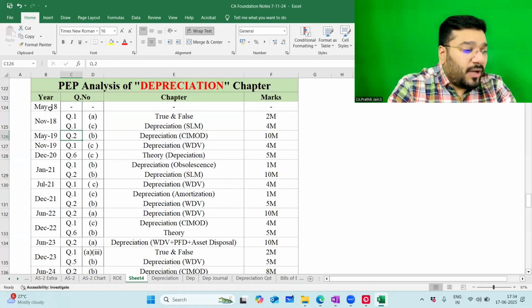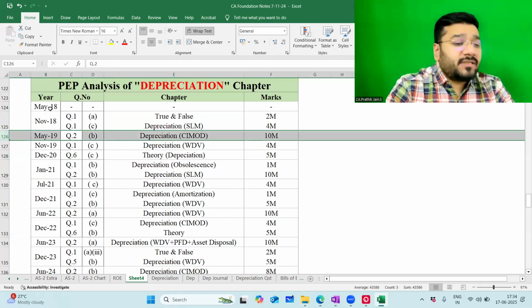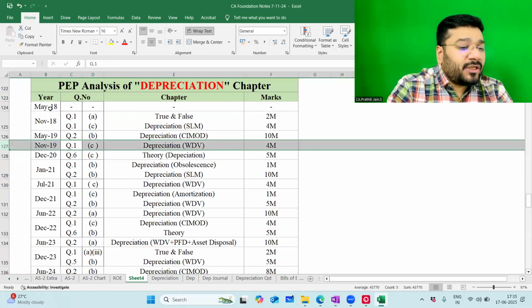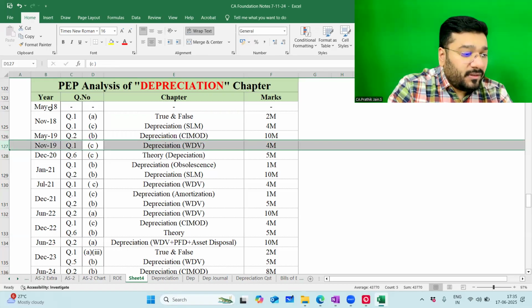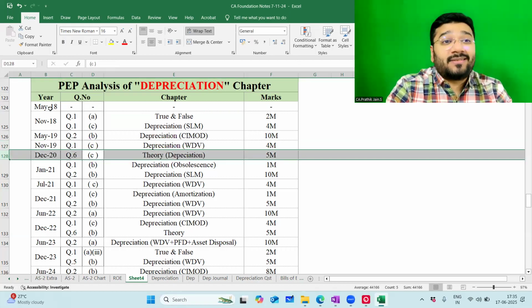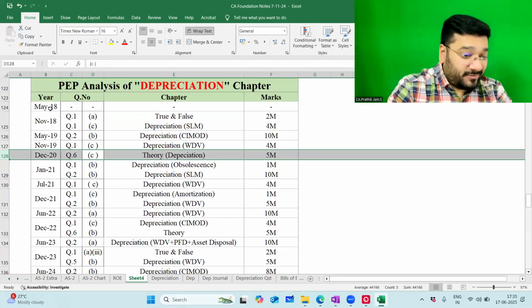May 19, you had a question coming from this chapter for 10 marks. CIMOD stands for change in method of depreciation. So this is a brand new topic which you will come across only in CA Foundation. November 19, question 1C, depreciation WDV method, 4 marks. December 20, question 6C, theory for 5 marks. They've asked a theory question, not a practical question. A 5 mark direct theory question.